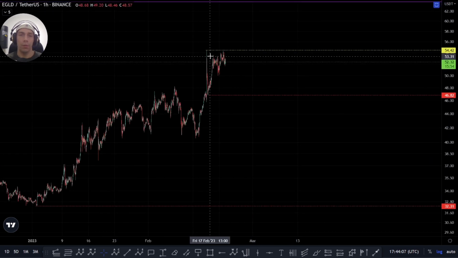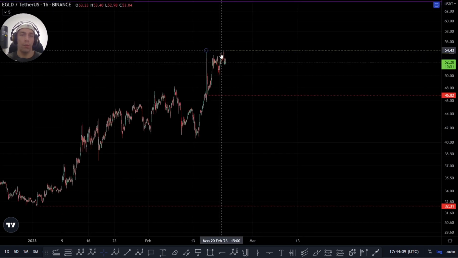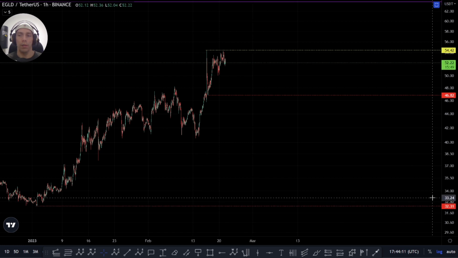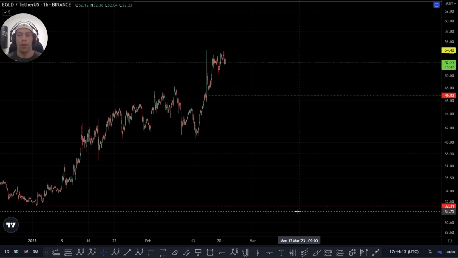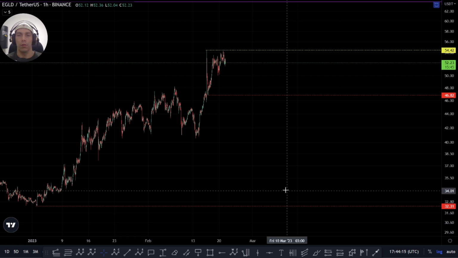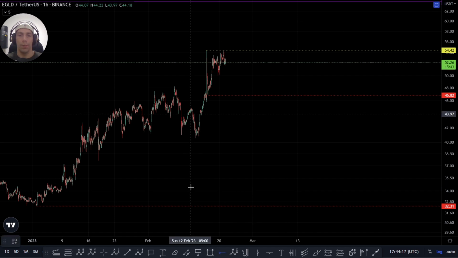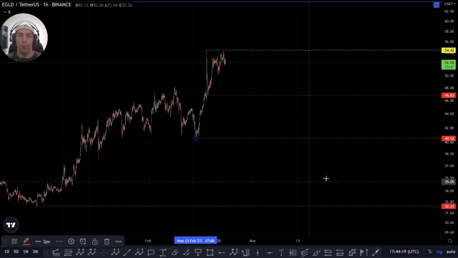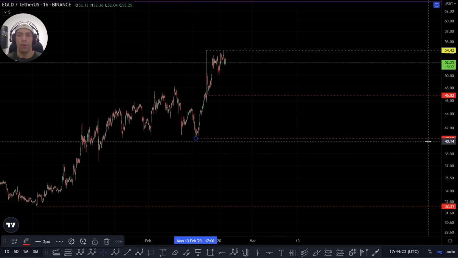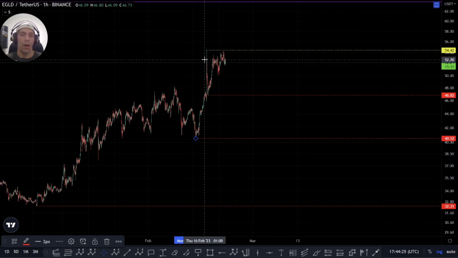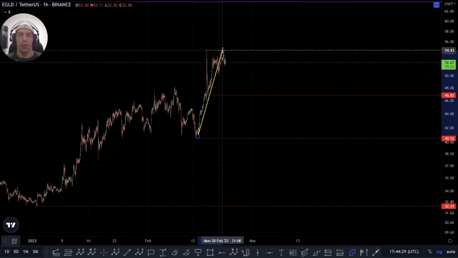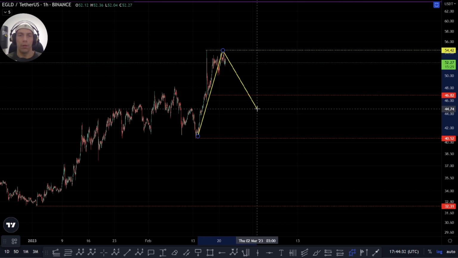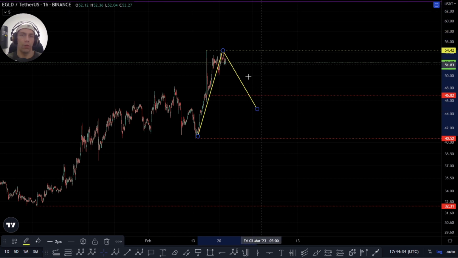The problem is if this completes as a 3-wave move here, it would be highly likely then that we would be coming to actually break this 32-31 area. Though first we'd have to make sure, if we're looking for that bearish option, that we break this $40.52. For as long as we remain above this area, we can still see, like I said, that come back down here, find support in this range, and then start to move away.